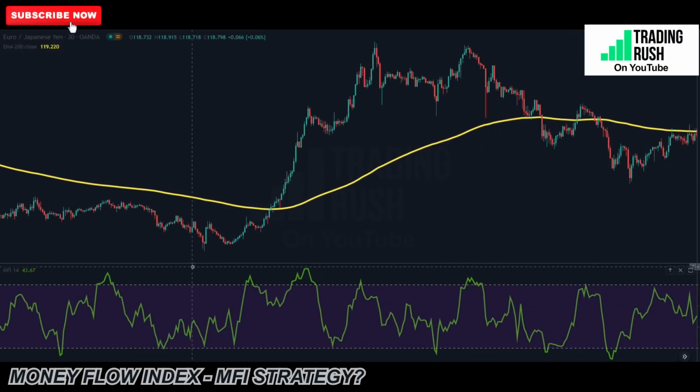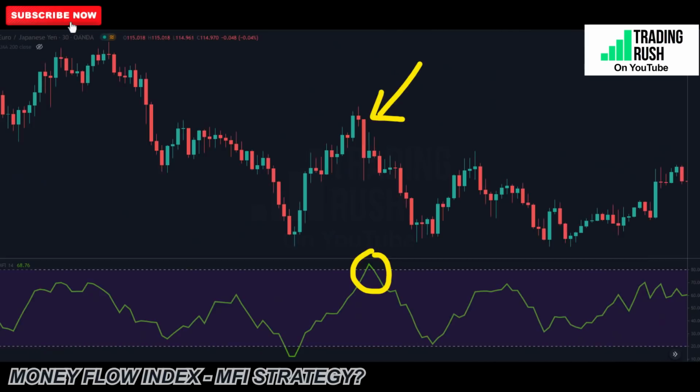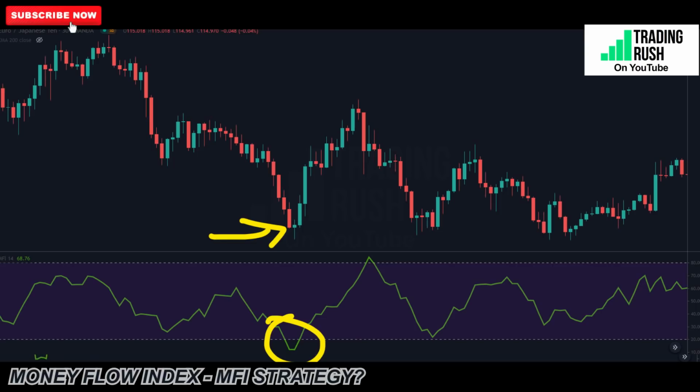Here's what the Money Flow Index tells you. When the MFI indicator goes above the 80 level, the price is considered to be in an overbought zone. Similarly, if the MFI indicator goes below the 20 level, the price is considered to be in an oversold zone.